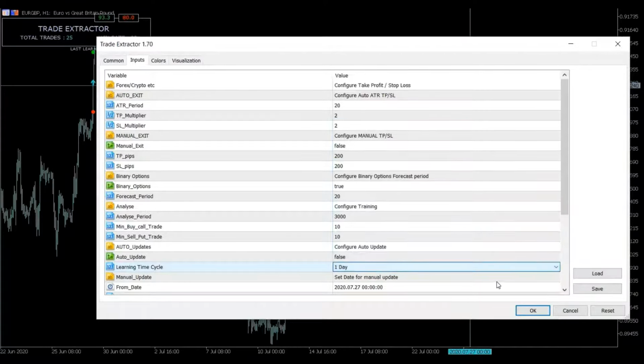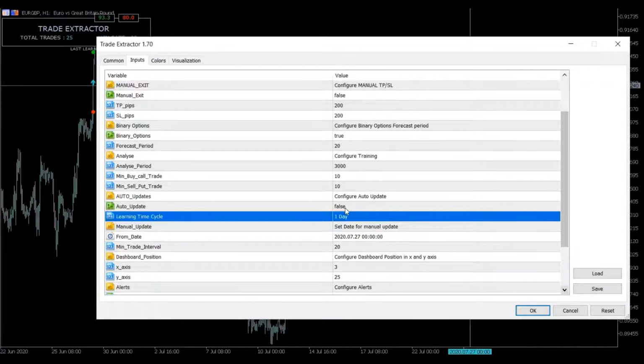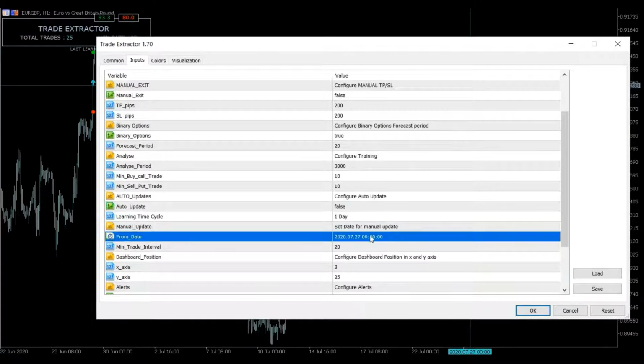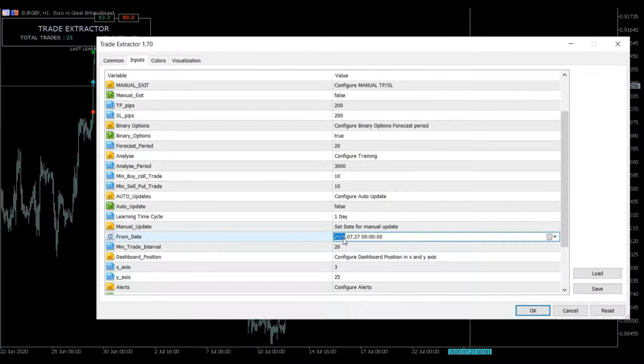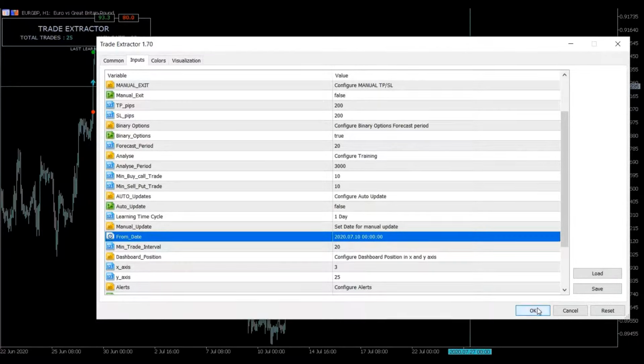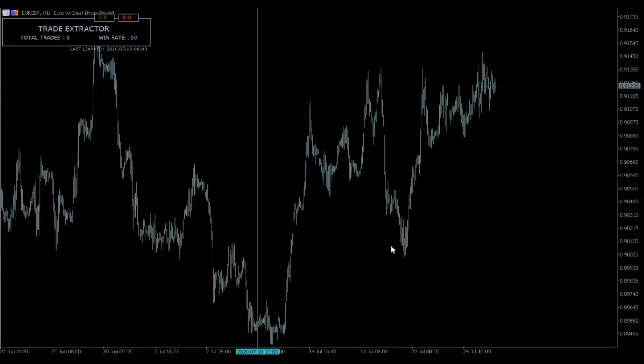If we want to verify it in history, we can set it to false and set the date up to which the Trade Extractor should learn, and after that it will show the signals that we would trade in the live market. For example, if we set a date 10 to 15 days before today, what will we get? It will load for a while because it is learning. Yeah, here's the line. Now it's learned.